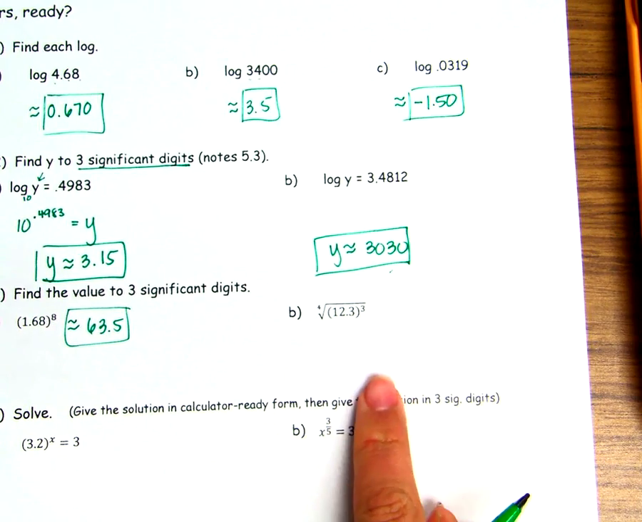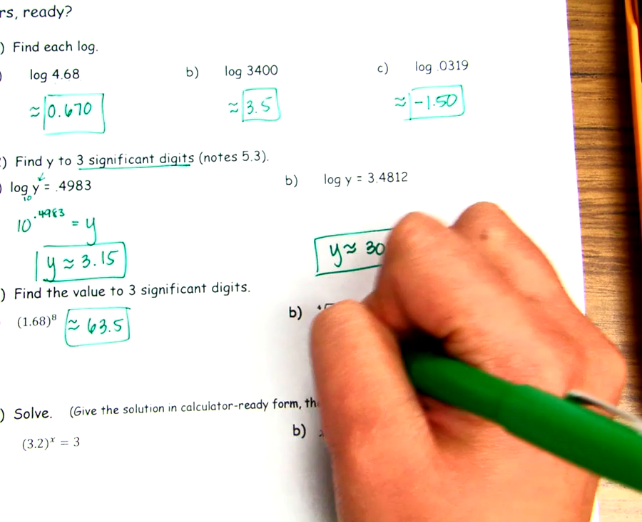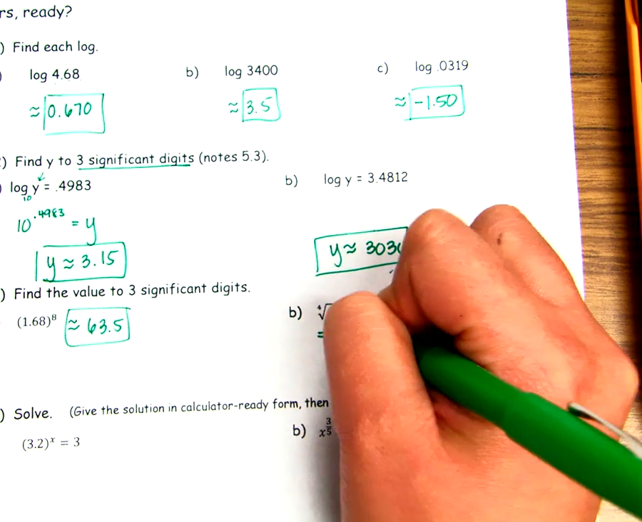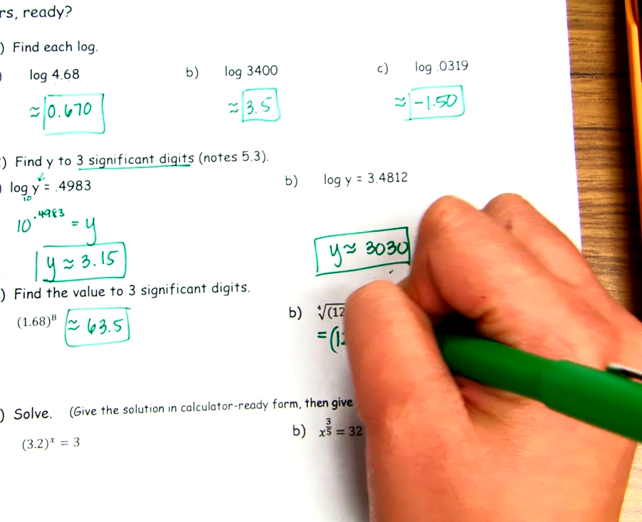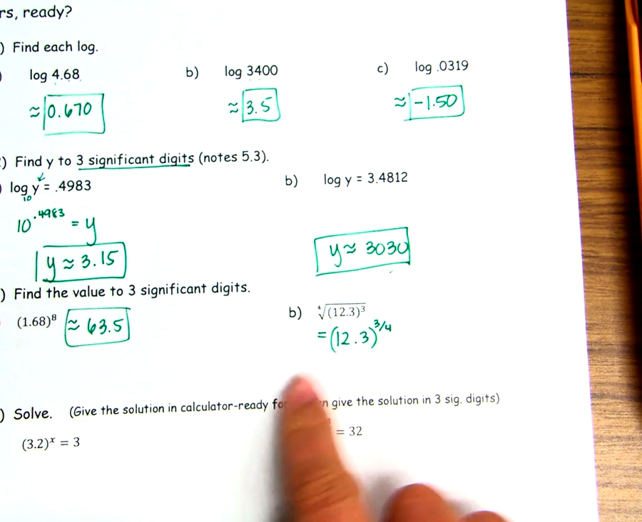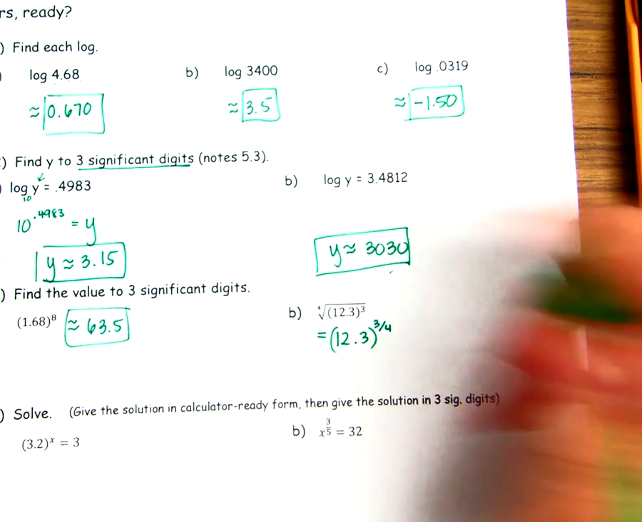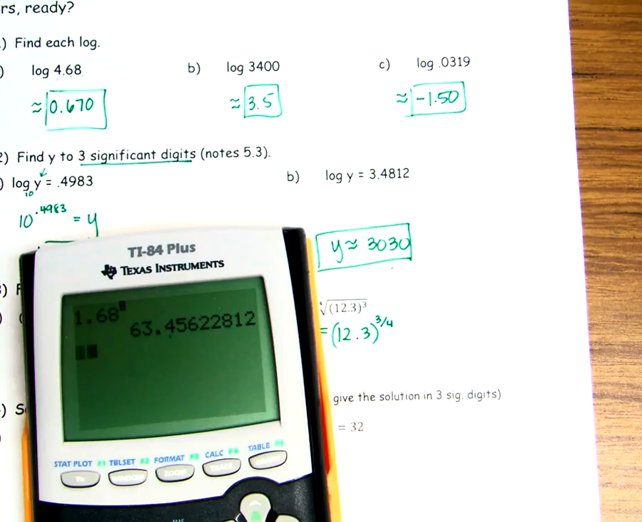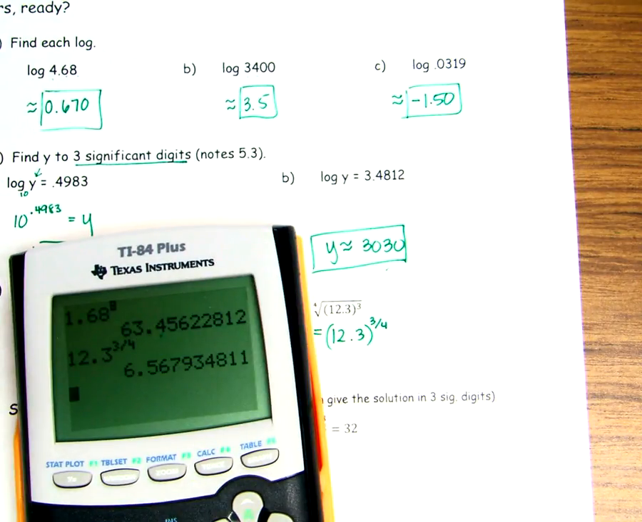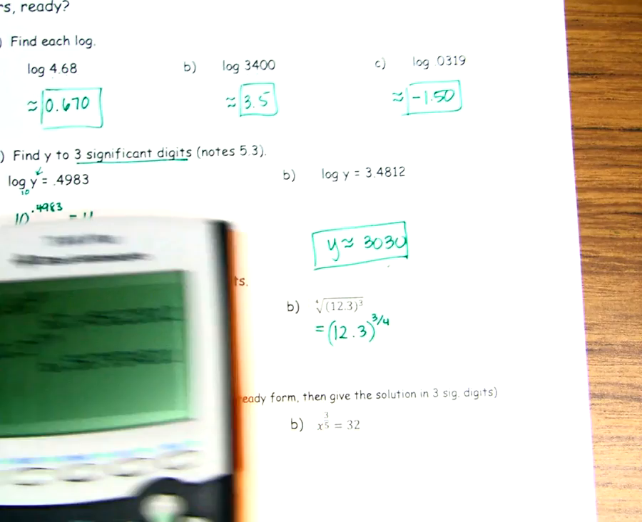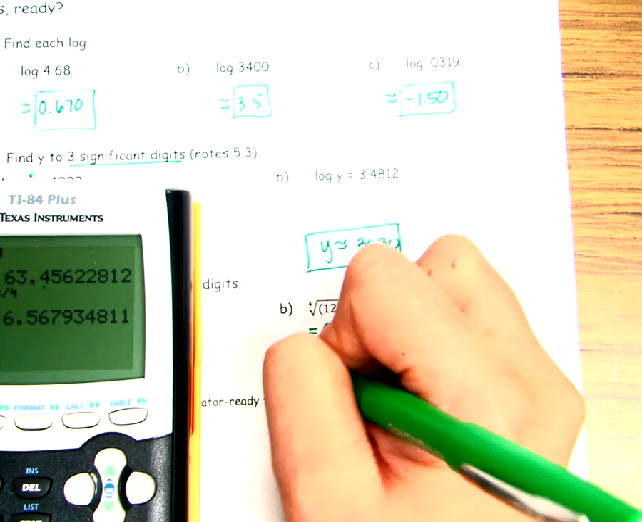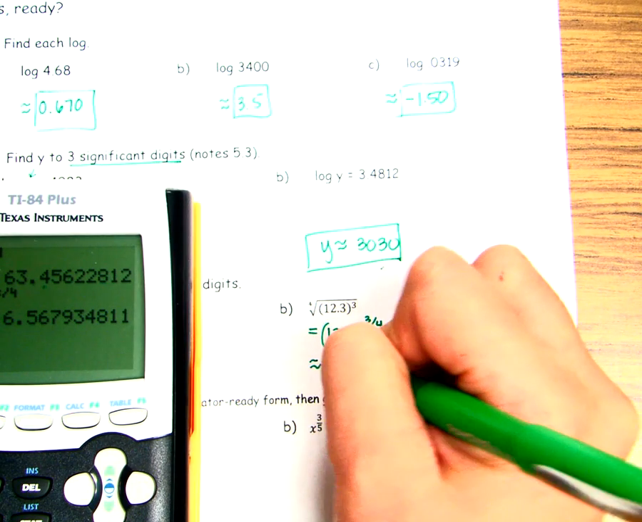When you enter this, just don't forget that what you're trying to enter is 12.3 to the power of 3 over 4. So just make sure that your calculator does that. Just to double check it, we're going to have 12.3 raised to the power of 3 over 4, and then we press enter. And if I want to round to 3 decimal places, that is approximately 6.57.